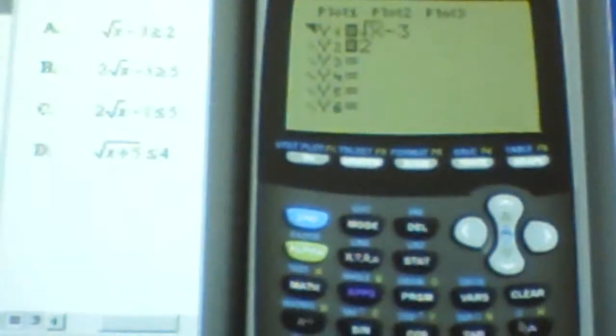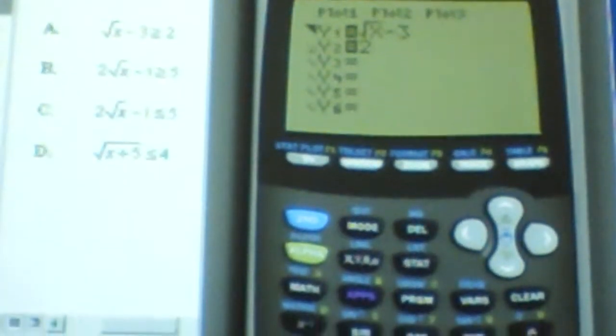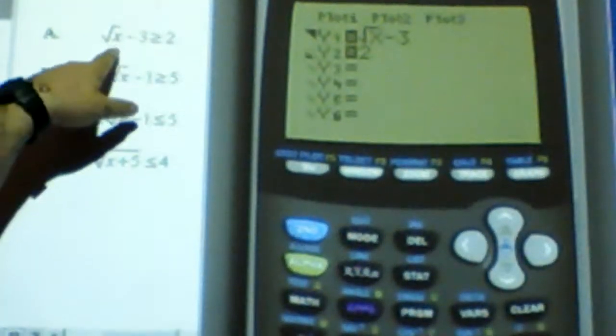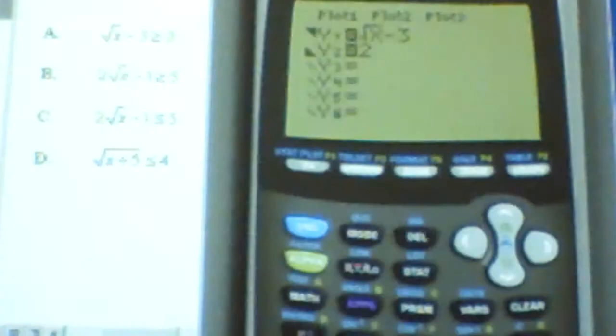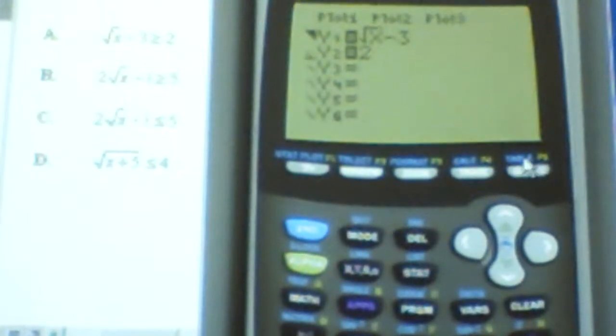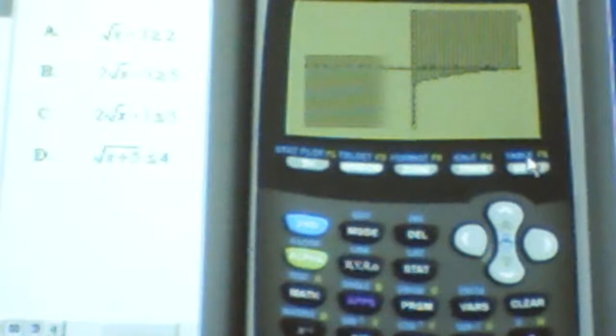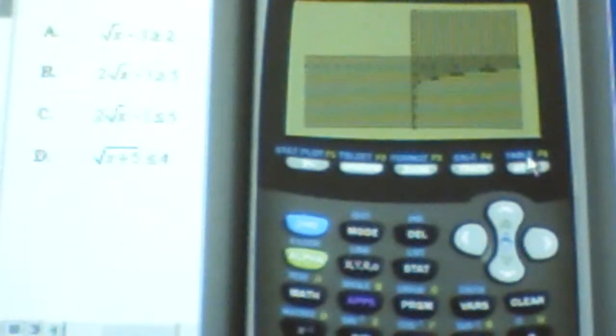So we're going to press enter until it's showing this little arrow pointing down. So now we've got this side being greater, that side being less. Now we can look at the graph. So we press graph. And we can barely see it on our screen.